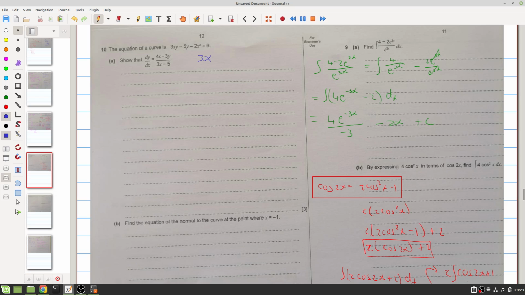So then we get 3xy minus 5y equals 2x squared plus 6. Then we can factor out a y, and we have y times 3x minus 5 equals 2x squared plus 6. And then we can say y equals 2x squared plus 6 divided by 3x minus 5. Okay, yeah, we can definitely do that. And then we can differentiate this with the quotient rule, but that's going to be quite messy. So implicit differentiation actually works nicer here.